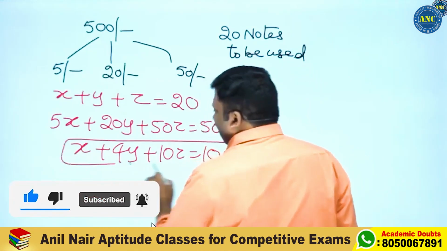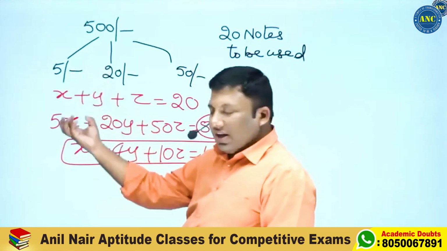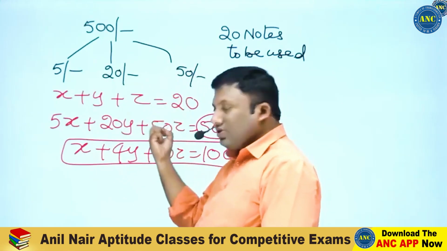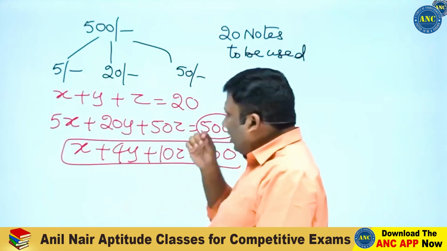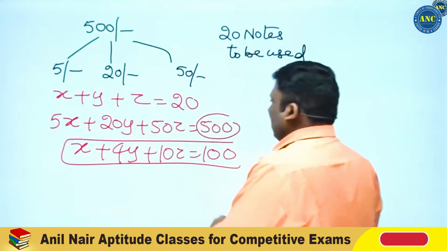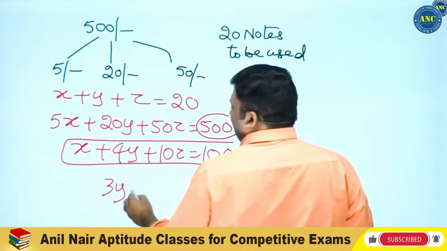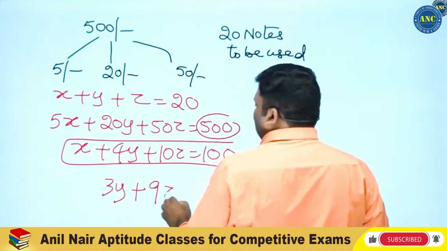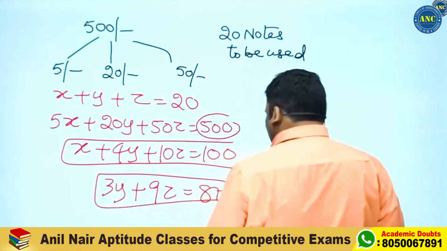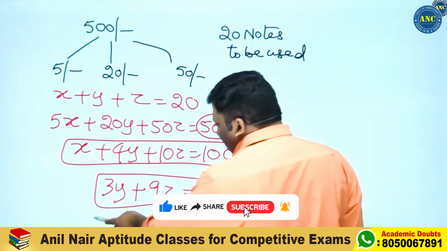Is this equation clear? Total money is 500. 5 rupees I am using x notes. 20 rupees I am using y notes. 50 rupees I am using z notes. How many notes am I using? x plus y plus z. So if I subtract, 4y minus y, 3y. 10z minus z, 9z. 100 minus 20, 80. 3y plus 9z equivalent to 80.